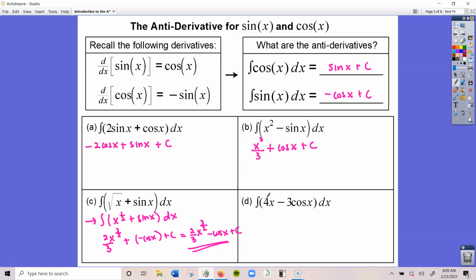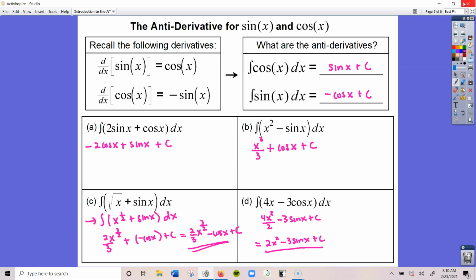Last one here, we have 4x minus 3 cosine x. The integral of 4x would be 4x squared over 2. And then minus 3 and the integral of cosine, which is sine x plus c, which this can be rewritten as 2x squared minus 3 sine x plus c. And this would be my final answer.